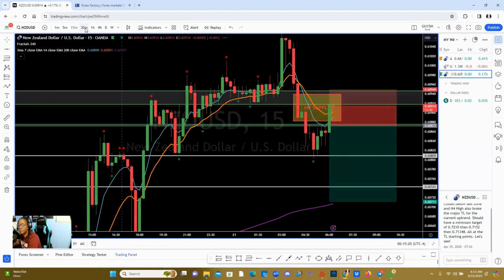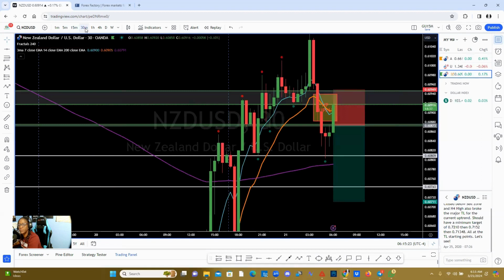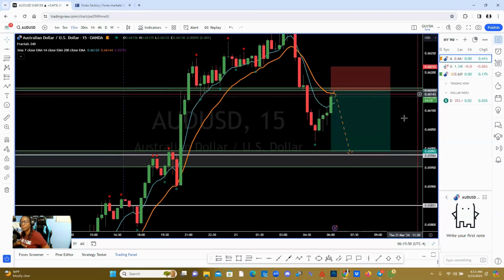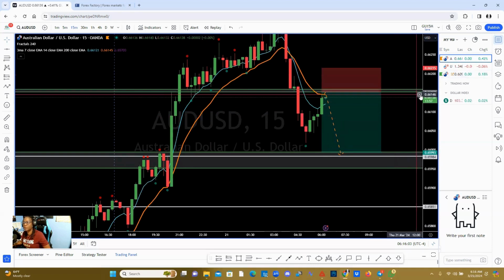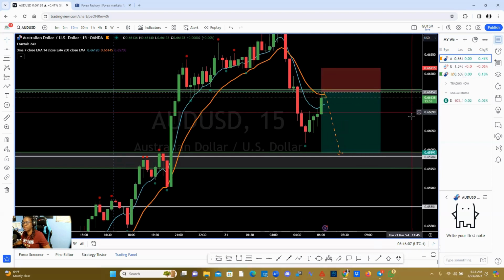All that momentum. Let's look at it. Oh Lord. We are into this 30-minute friction, so the Australian dollar is yet to tap this area. Yet to tap in. So let me just put a little alert up there. I want to know when it's there.